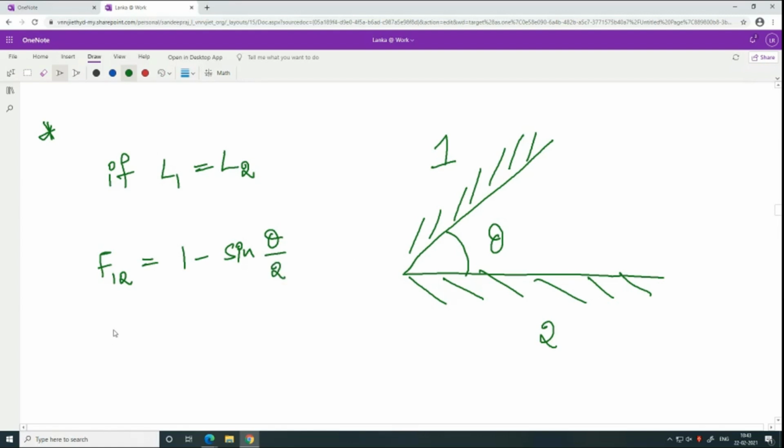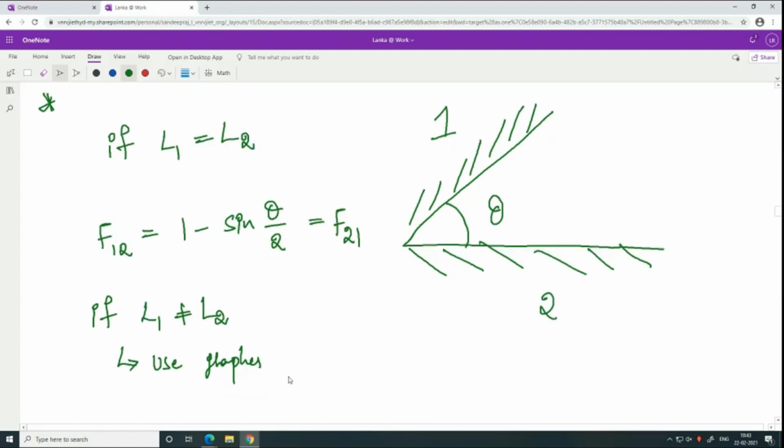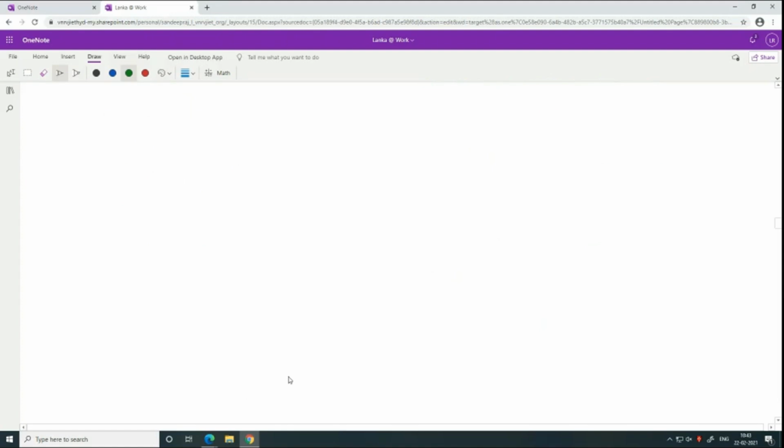So what will be the formula for F21? The same formula you will have. It won't vary because the lengths are equal. F12 is also F21. What if L1 is not equal to L2? If this is the case, you have to use graphs and solve the question. You don't have any shortcut for that. This case, L1 not equal to L2, will not be given for competitive exams. This is for the semester exam. Okay, let's move to the next case.